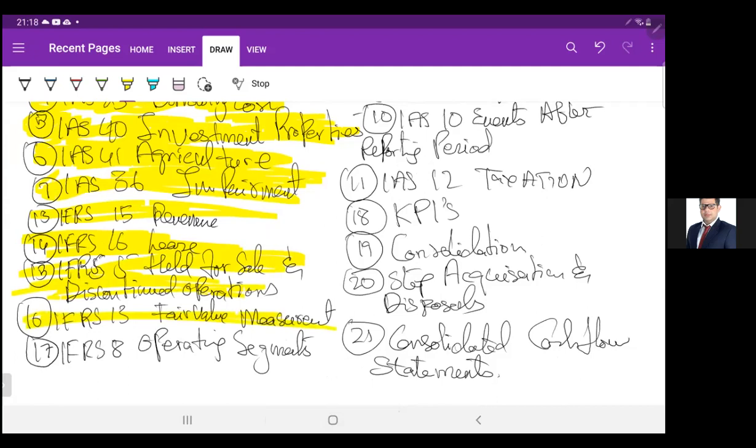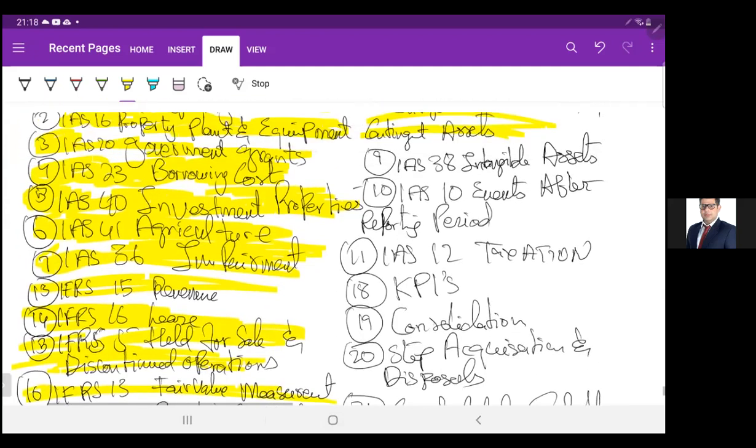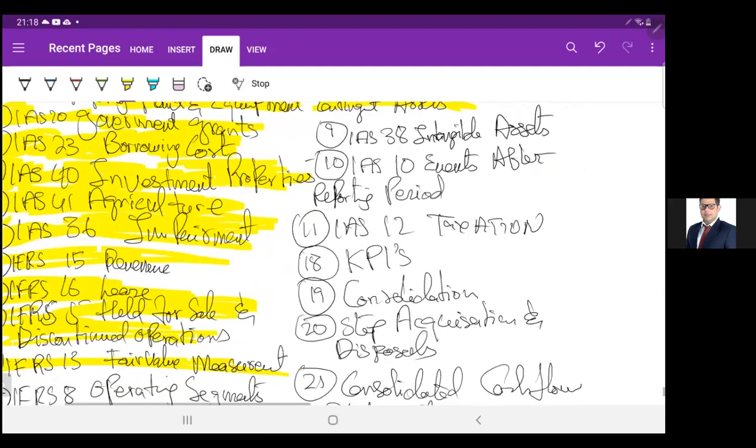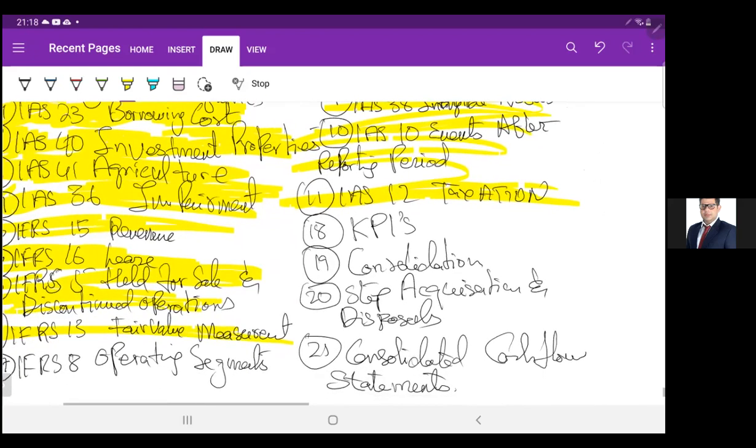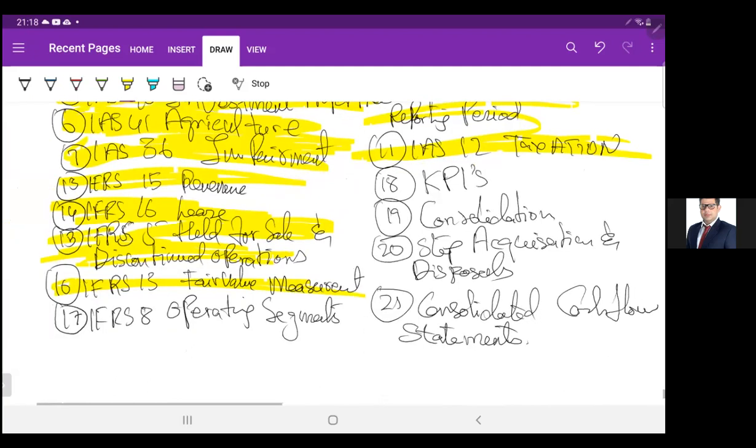Okay, then we will have, okay, we already discussed about these topics. Then we will have IFRS 8 operating segments. What is operating segments? How to classify the operating segments within the organizations, to which type of organizations it is necessary to classify the operating segments, and what are the conditions to identify the operating segments in the organization. That all will be done in it.